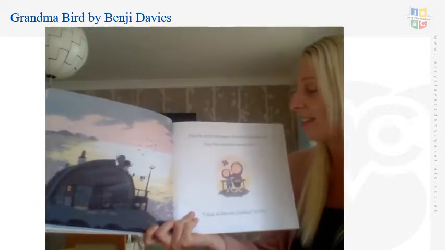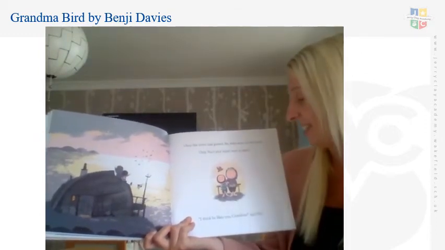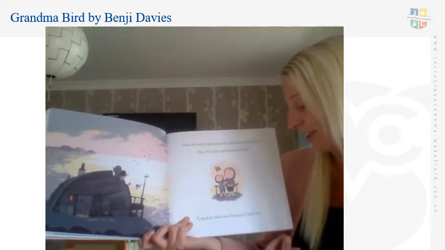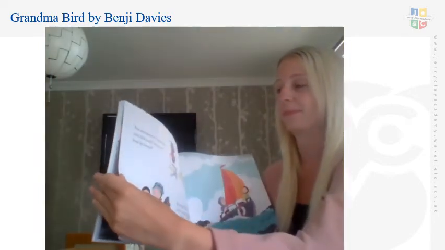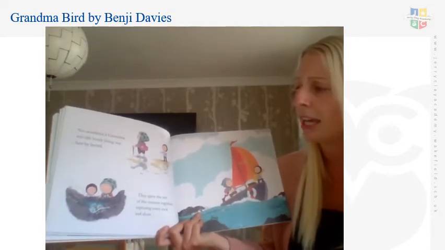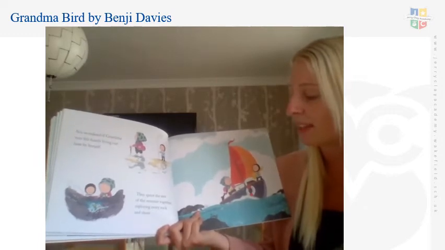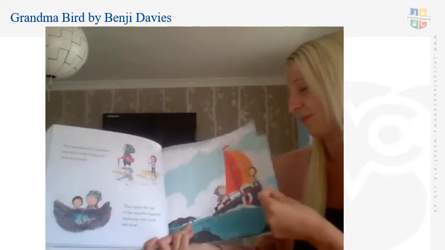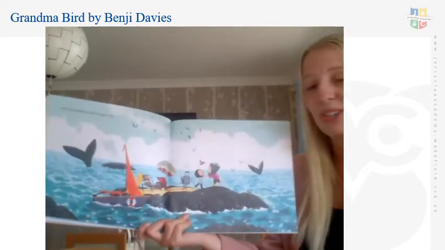Once the storm had passed, the birds went on their way. Only Noi's bird didn't. He didn't want to leave. "I think he likes you," said Grandma. Noi wondered if Grandma ever felt lonely, living out here by herself. They spent the rest of the summer together, exploring every rock and shore. And Grandma's bird came too.